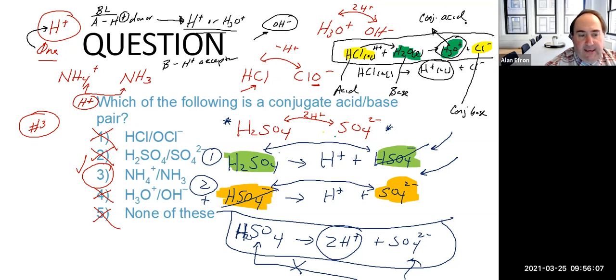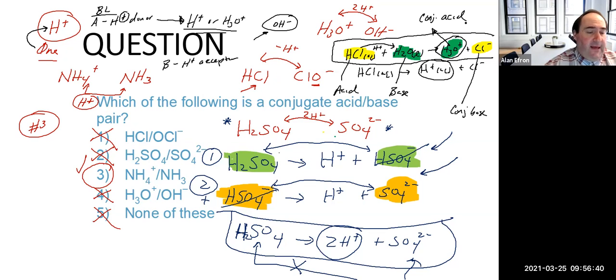As we also talked about last time, acids and bases are typically found on the left-hand side of the arrow. Your conjugate pairs are found on the right-hand side of the arrow. And the only difference between those two can be 1 H plus. If it's more than 1 H plus, then they are not technically pairs. We talked about that at the very end last time.